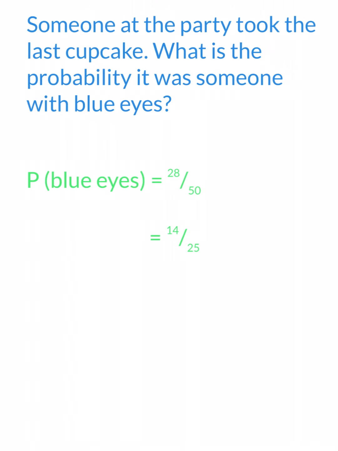So let's continue our question. Someone at the party took the last cupcake. What's the probability it was someone with blue eyes? So the probability of blue eyes is 28 had blue eyes out of the 50 that were at the party, giving us 14 out of 25.